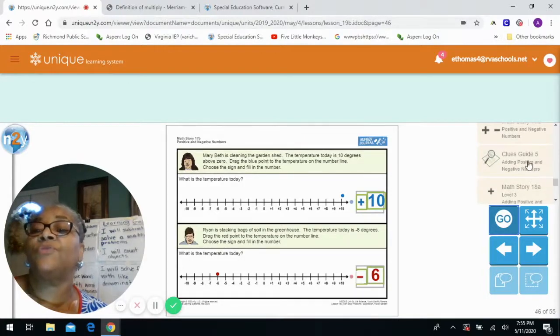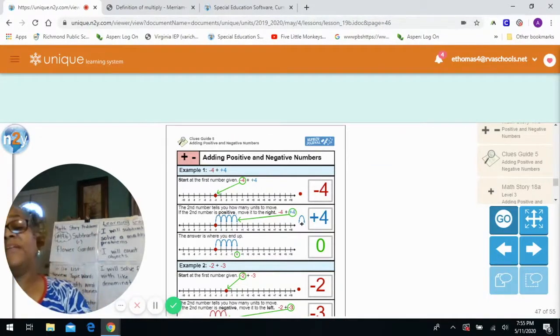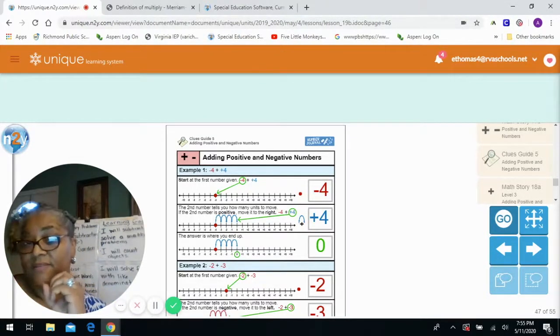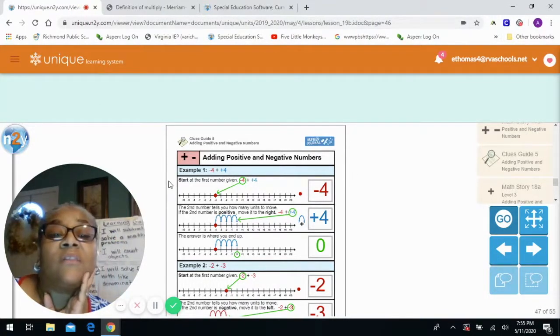All righty, so we're going to do adding integers, okay? Now, adding, remember when you add a negative and a positive, it becomes what? 0. All right, so here we go. So adding positive and negative numbers. Start at the first number given. That's the -4 plus the +4. So you start here, and then you're going to go towards the +4. So that's 1, 2, 3, 4. And what's that number? 0.